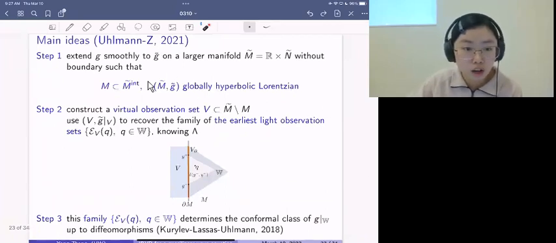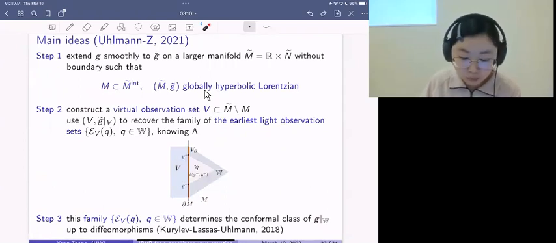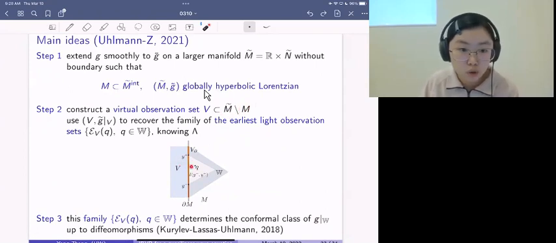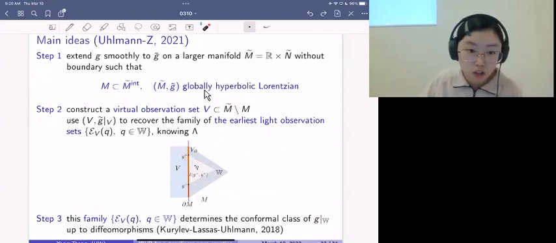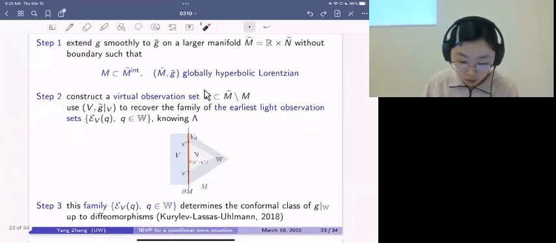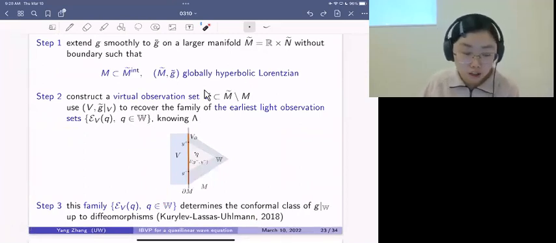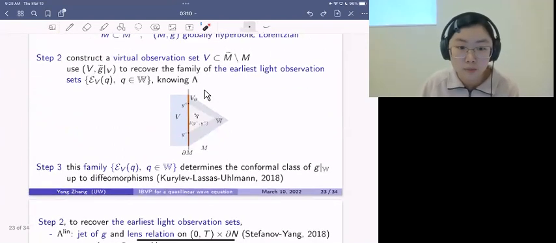Then we construct a virtual observation set V. So V is contained in M tilde minus M. We are going to use this virtual observation set and the extended metric to recover the family of the earliest light observation sets by detecting singularities on the boundary using the ND map. Then we can use the result for passive observations in this paper. So this family of earliest light observation sets will determine the conformal class of the metric up to diffeomorphisms.